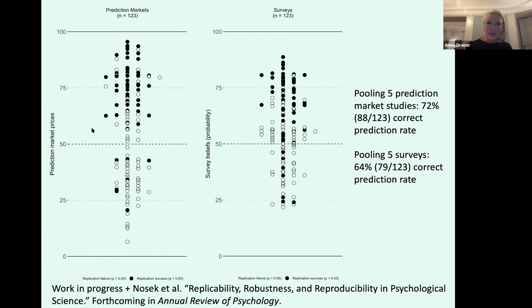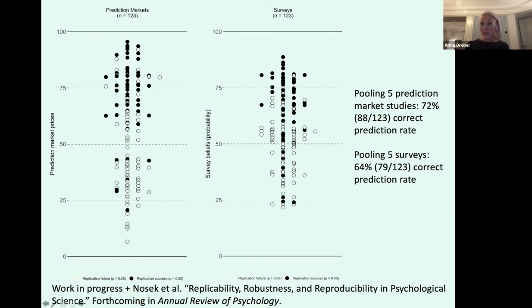In the simplest type of analysis here, we say that if the prediction market price is above 50, or if survey beliefs are above 50, the market or the survey thinks that the study will replicate. And if prices and/or survey beliefs are below 50, that means the markets or survey participants do not think that the study will replicate. In black, in solid dots, we have successful replications, meaning that the replication finds an effect in the same direction as the original study, typically statistically significant at p less than 0.05 in a two-sided test. From just looking at these figures, you can see that there are more solid dots above 50 than below, and more non-solid dots below 50 than above.